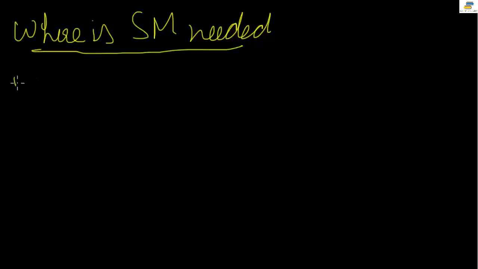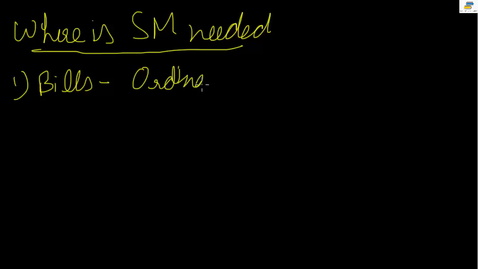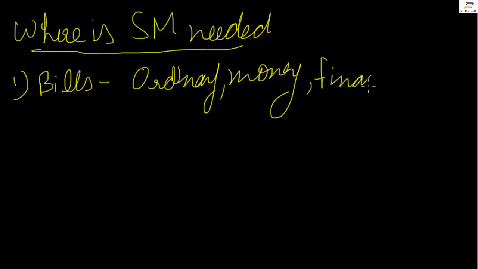So one is the bills. What kind of bills? Whether it's an ordinary bill, over there it's needed. Then if it's a money bill, over there it is also needed. And if it's a financial bill, even then we need only simple majority. Now what are these bills, and what is their meaning? I'll talk about them in the later lectures. For now you just remember this much: the simple majority is needed. It can be a question in MCQ or your mains paper.